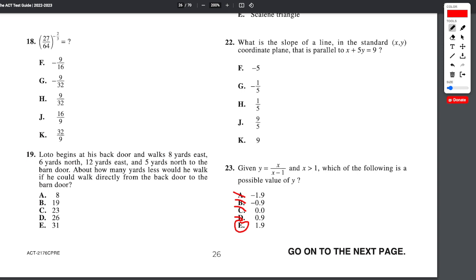Hopefully these problems are starting to make more sense to y'all. I think we're doing good on time, so we can keep on going. And just remember for 23, the denominator is smaller, which makes the number bigger overall.